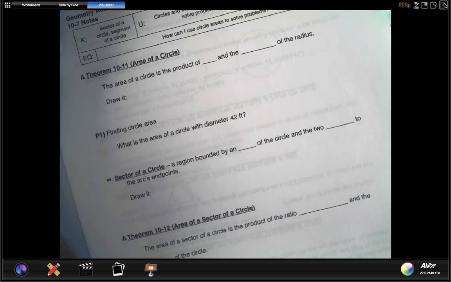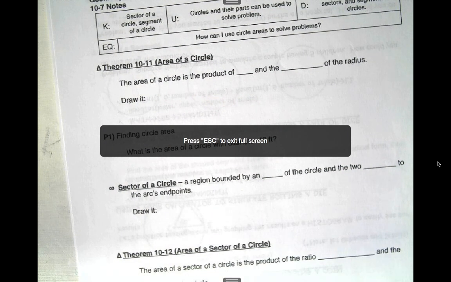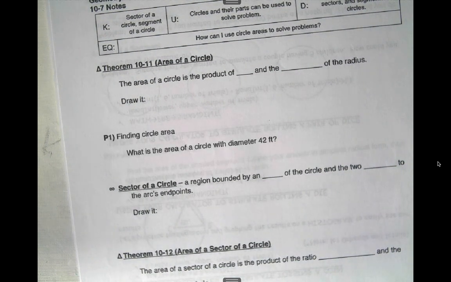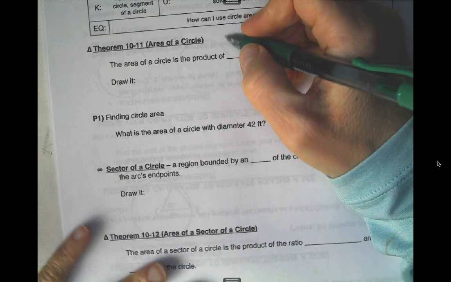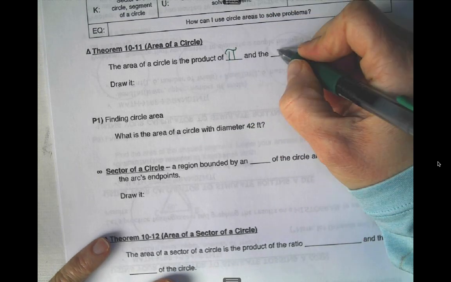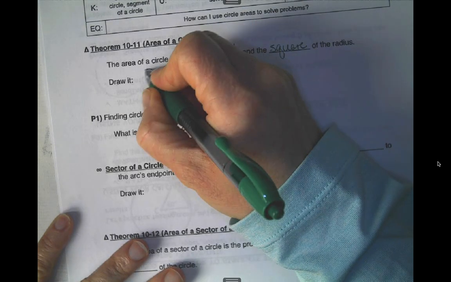Okay, here we are, still continuing with circles. Today we're going to be talking about area, so we'll be talking about finding the area of the circle. In the last video we were talking about the circumference, just like the distance around. So the area of the circle is the product of pi and the square of the radius.